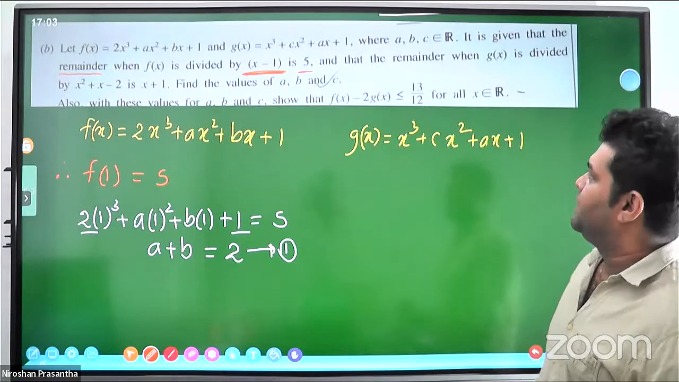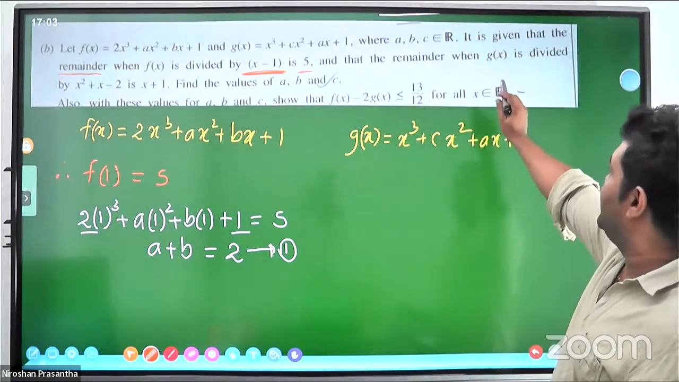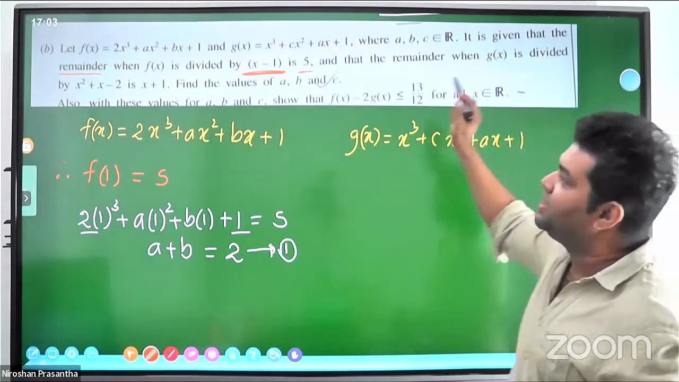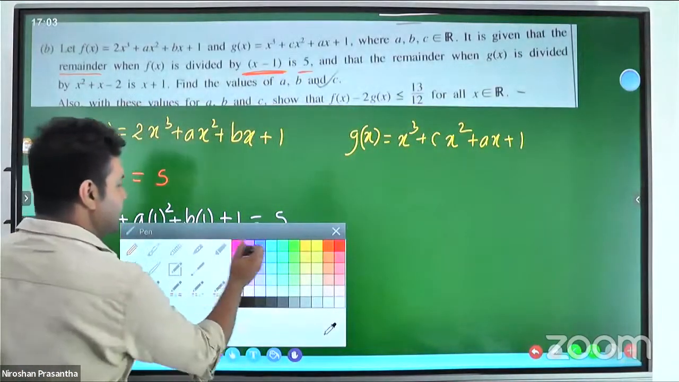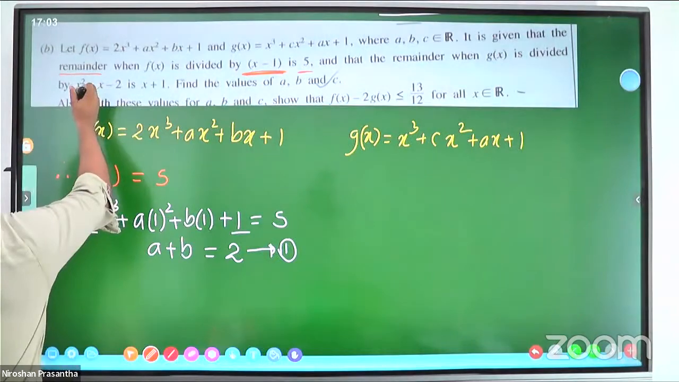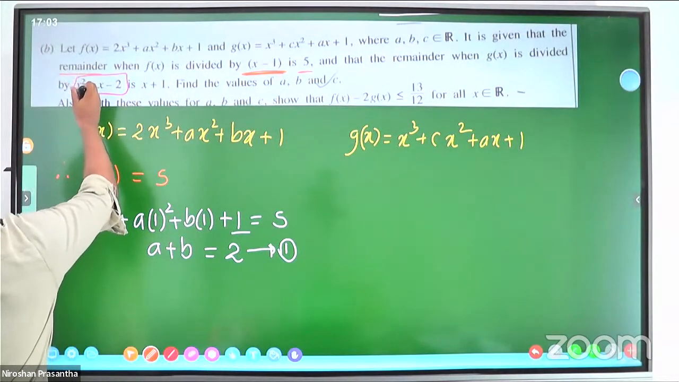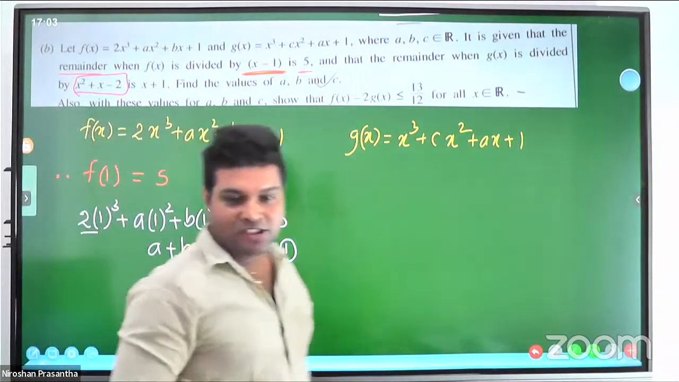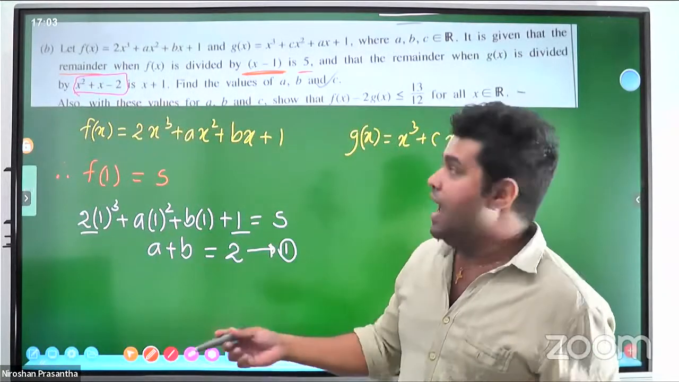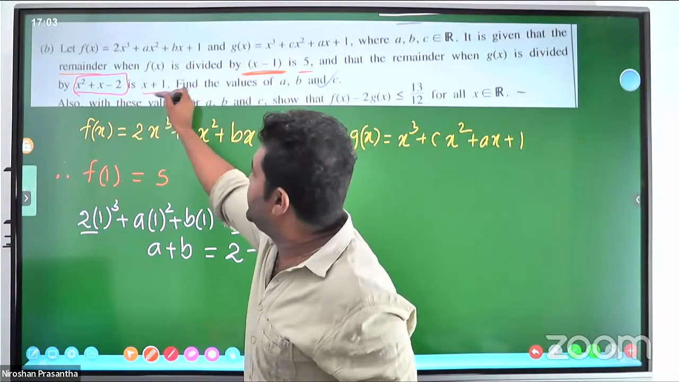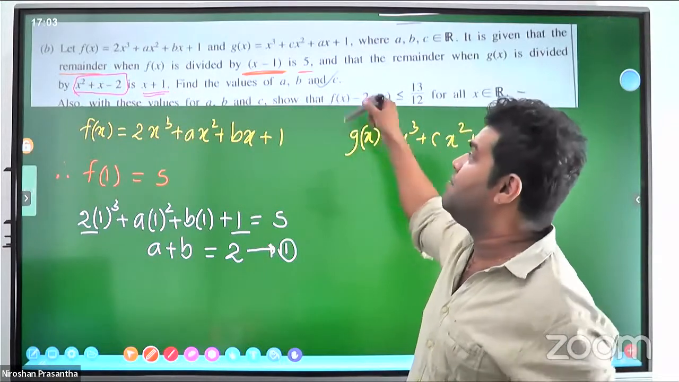And what is the connection given? That the remainder when g(x) is divided by, now it's a quadratic expression, x squared plus x minus 2. It's a quadratic, and the remainder is also x plus 1, linear one. Find the values of a, b, c.